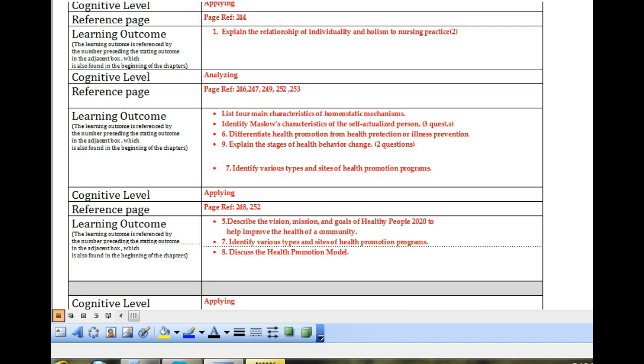For another learning outcome, discuss the health promotion model. I want you to know the difference between competing preferences, competing demands, situational influences, and interpersonal influences. Try to know those differences. I can give you a quick blurb. I'll read it really fast to you.